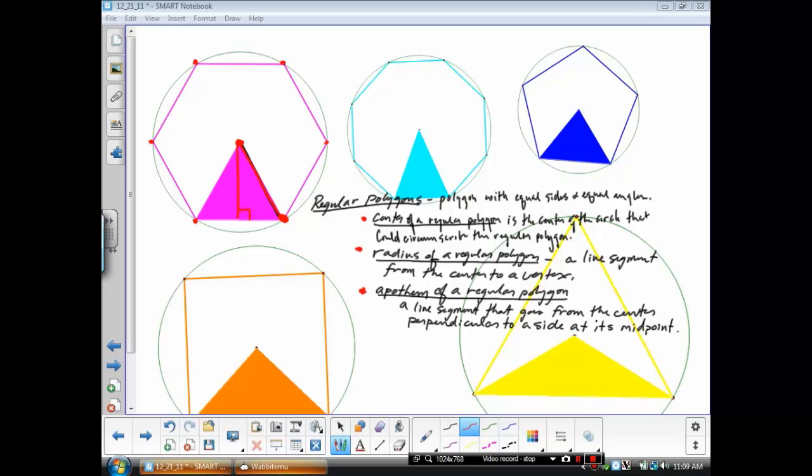Now, if you want to find where these definitions are, because I see you're having a hard time seeing the board, if you look at page 441, we have all of these definitions on page 441. You're welcome.